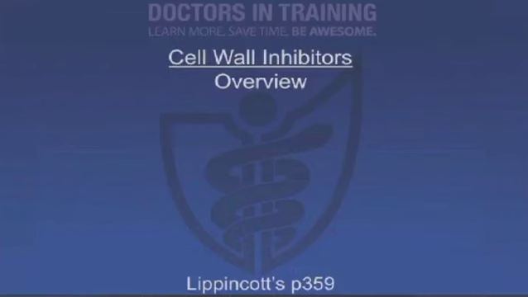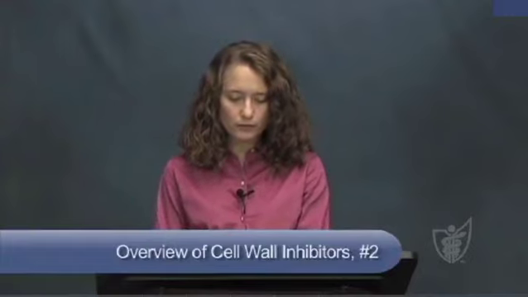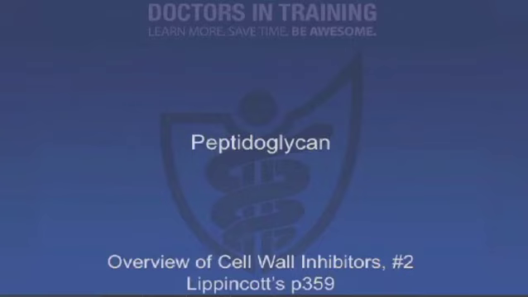Let's begin with an overview of cell wall inhibitors and bacterial infections. Cell wall inhibitors are antimicrobial drugs that inhibit the synthesis of the cell wall. Mammalian cells lack this structure, and so it makes it an ideal target for antibacterials. Cell walls are made of peptidoglycan, which is a polymer of glycan subunits that are joined by peptide crosslinks.